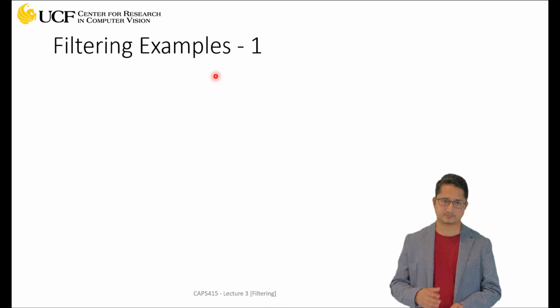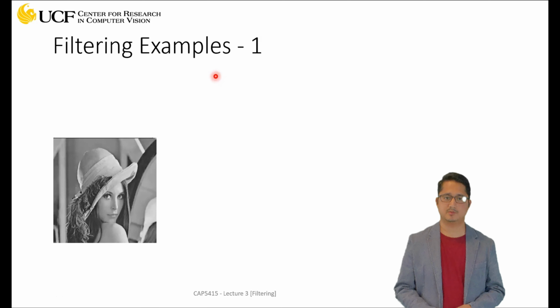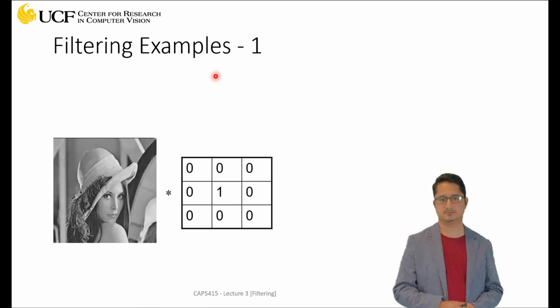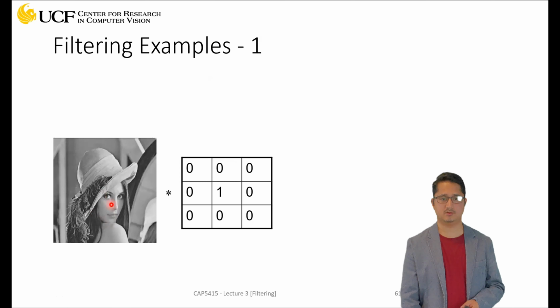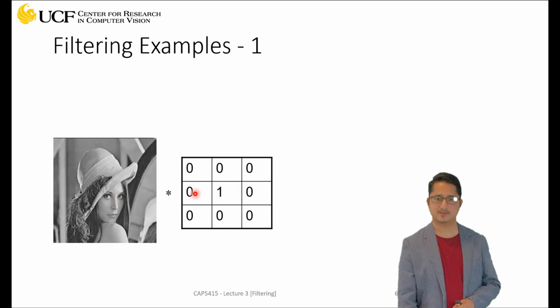All right, so let's talk about some interesting filtering examples. Now, this is your input image. You have seen this image a lot, so we are going to use this separately in this course. This is the very famous Lena image. And in this case, this is our kernel. You can see the kernel is all zeros and it's one at the center.